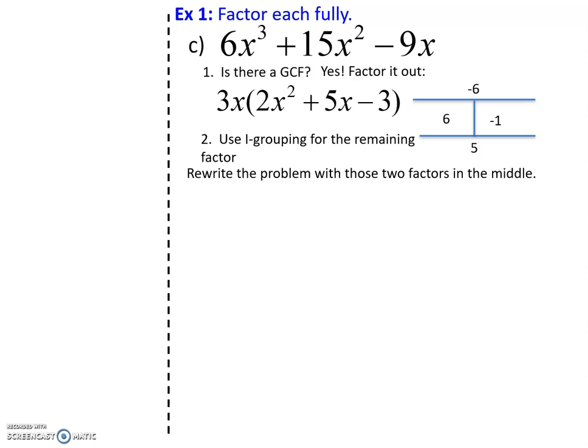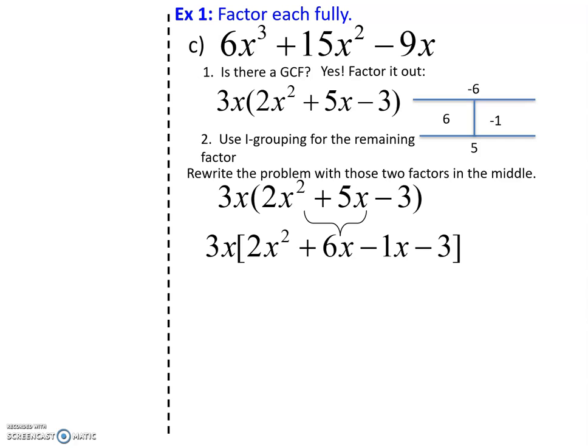So we're going to rewrite the problem with those two factors in the middle. Remember, 3x is going to be in our final answer, because that's a factor that we've already factored out. So right now we're only focusing on the trinomial of 2x squared plus 5x minus 3. So now we have 2x squared plus 6x minus 1x minus 3. And now we're going to have to group these terms. Notice how 3x is just going to stay till our final answer.